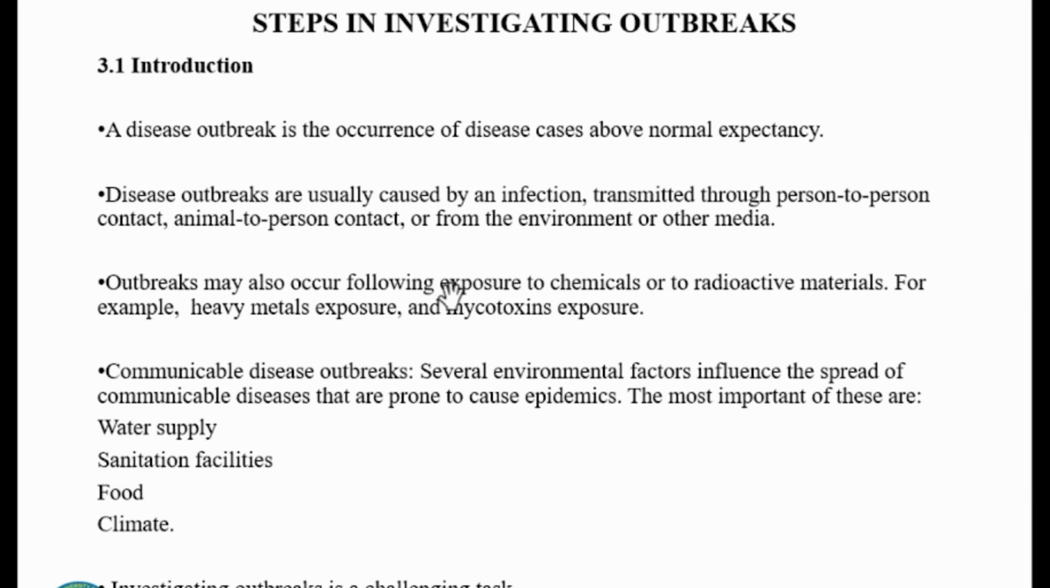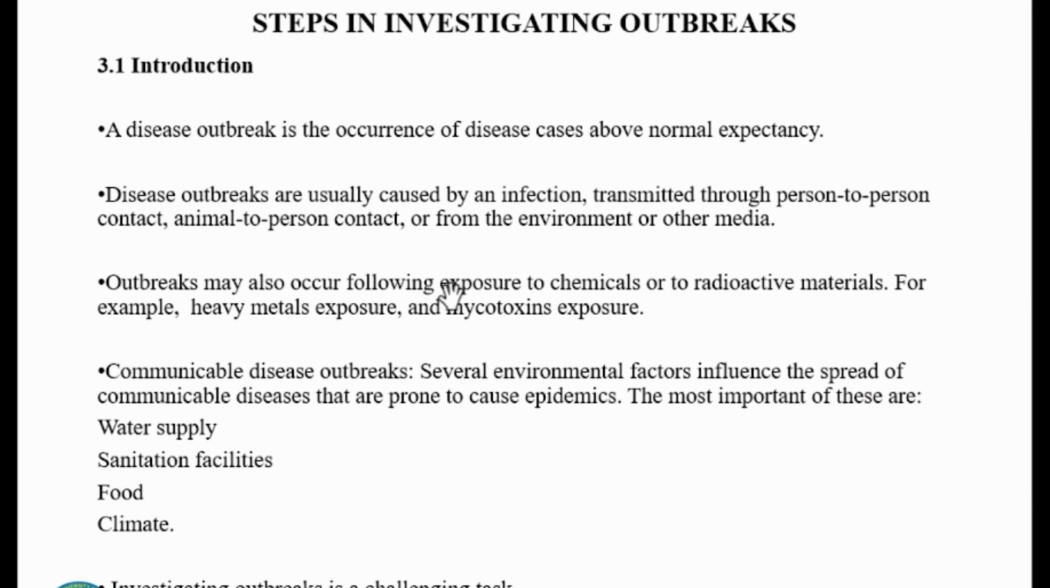But we also have communicable disease outbreaks. Several environmental factors influence the spread of communicable diseases that are prone to cause epidemics. The most important of these are water supply, if water is contaminated, sanitation facilities, food, or climate. All these can also be a source of communicable diseases. They can expose somebody to pathogenic microorganisms that can cause disease or infection.